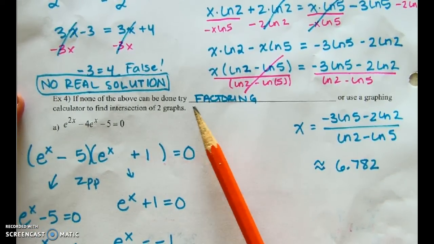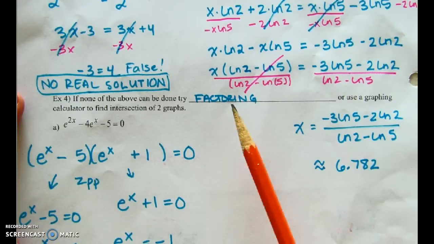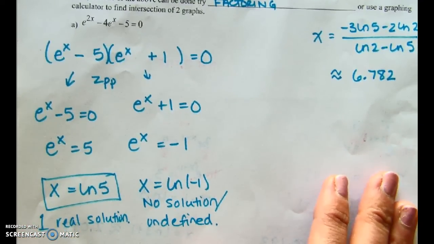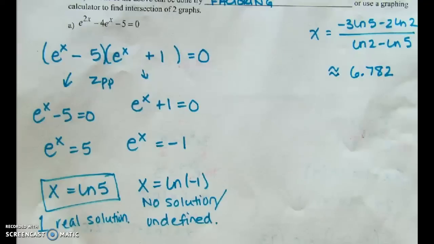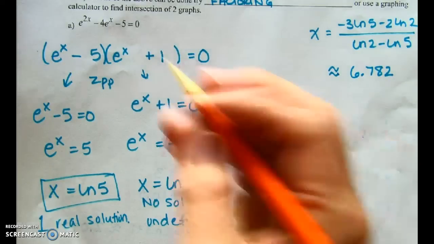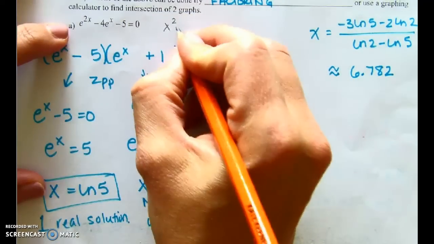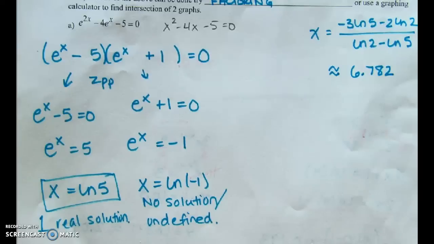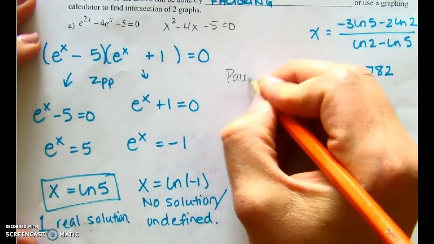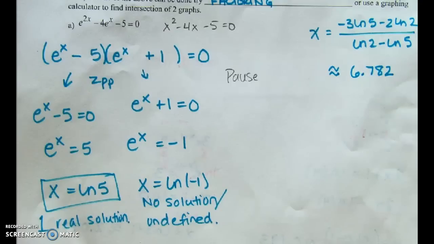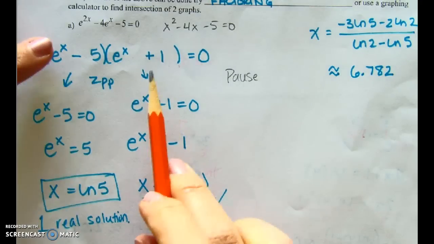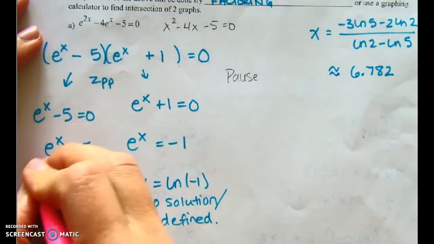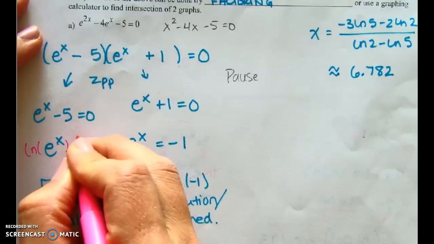If none of the above can be done, try factoring or using a graphing calculator. So this is pretty cool how we factored this. I'm running out of time, but do you see how this is just like saying x squared minus 4x minus 5, except they're e's? Pause the video and copy this down for your last example. Factor, ZPP, solve for e. The final step in solving for e is to take the ln of both sides.